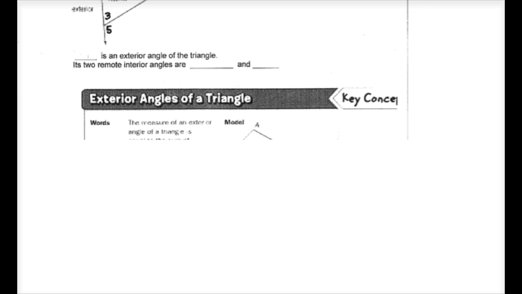And that's what this big box down here talks about: exterior angles of a triangle. This is really hard to read, guys. I apologize for the bad copying. The measure of an exterior angle of a triangle is equal to the sum of the measures of its two remote interior angles. So basically they're saying angle A plus angle B equals angle 1.